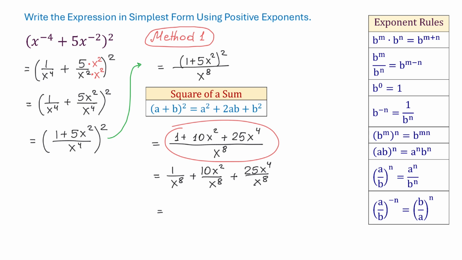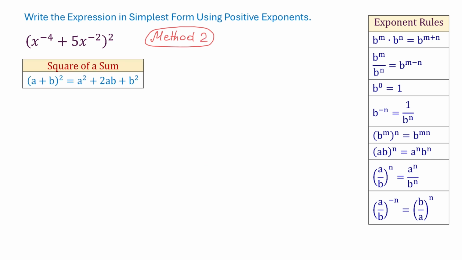And if we simplify each fraction, we will have 1 over x to the 8th power plus 10 over x to the 6th power plus 25 over x to the 4th power. So here we cancelled x to the second power, and here we cancelled x to the 4th power. And now the simplified expression is 1 over x to the 8th power plus 10 over x to the 6th power plus 25 over x to the 4th power. And now let's see the second method.